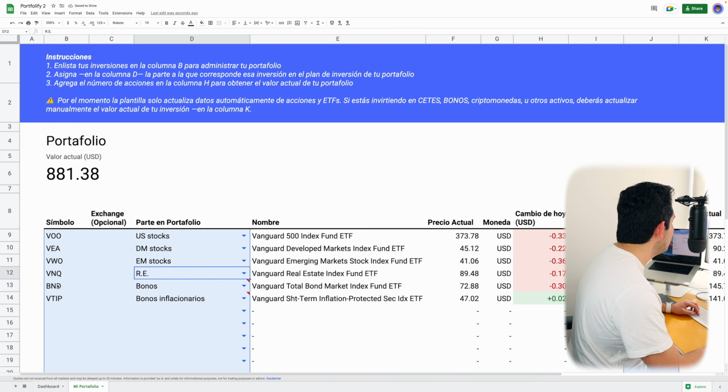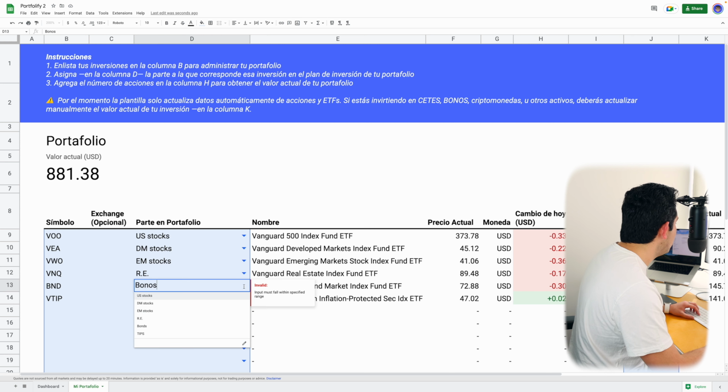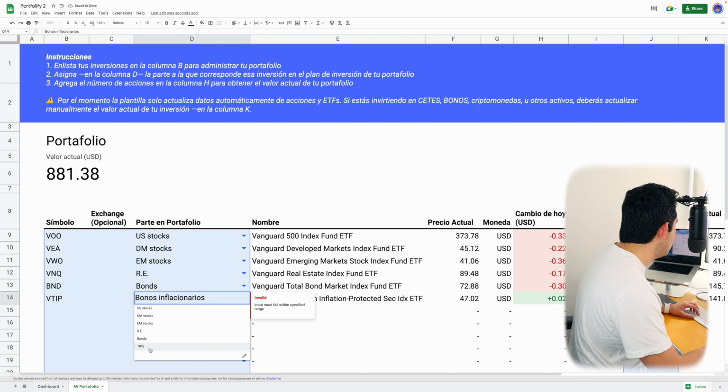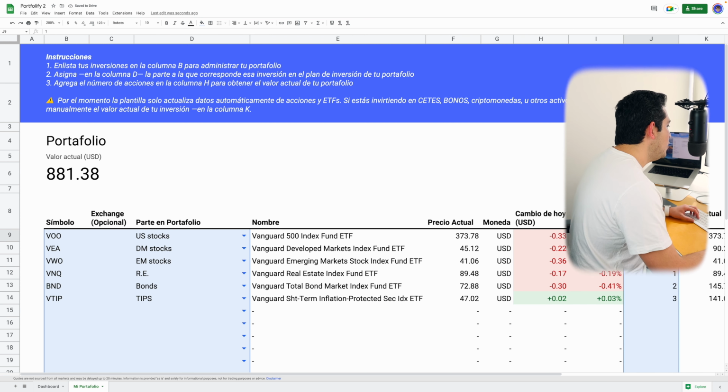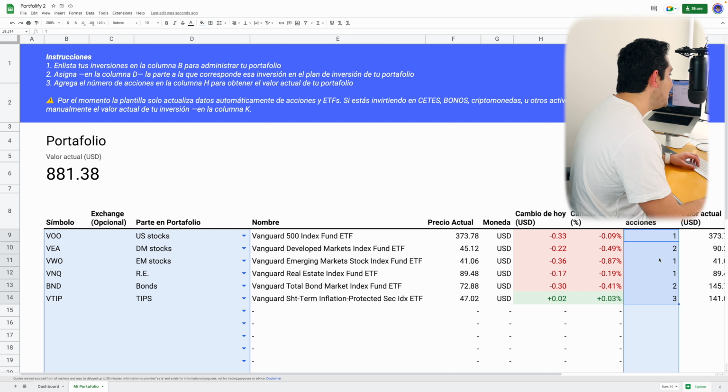In here, I am actually taking into account ETFs instead of using Treasury Direct. You could consider this as well. BND for normal bonds and VTIP for the TIPS, the Treasury Inflation Protected Securities anyway. And over here, you would write how many stocks have you bought of each of these ETFs. So let's say that I have one stock of VOO, two stocks of VEA, and so on.